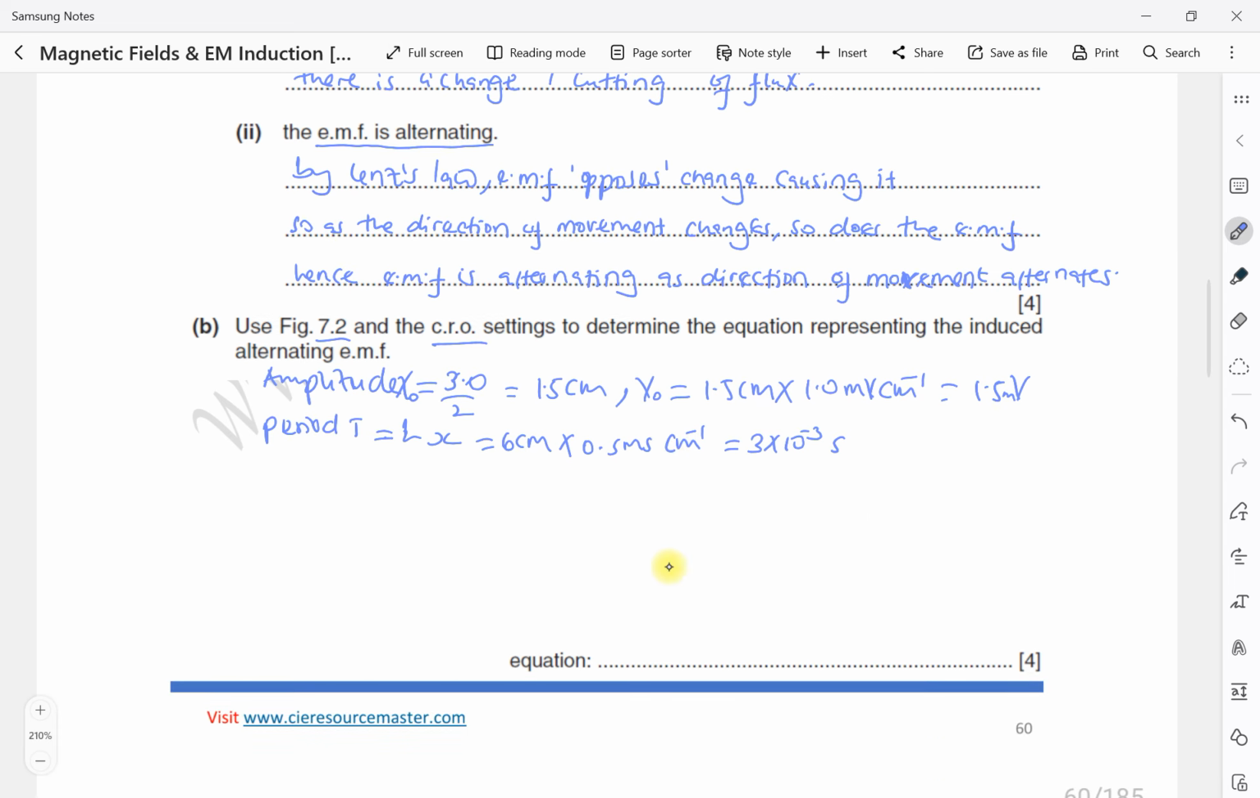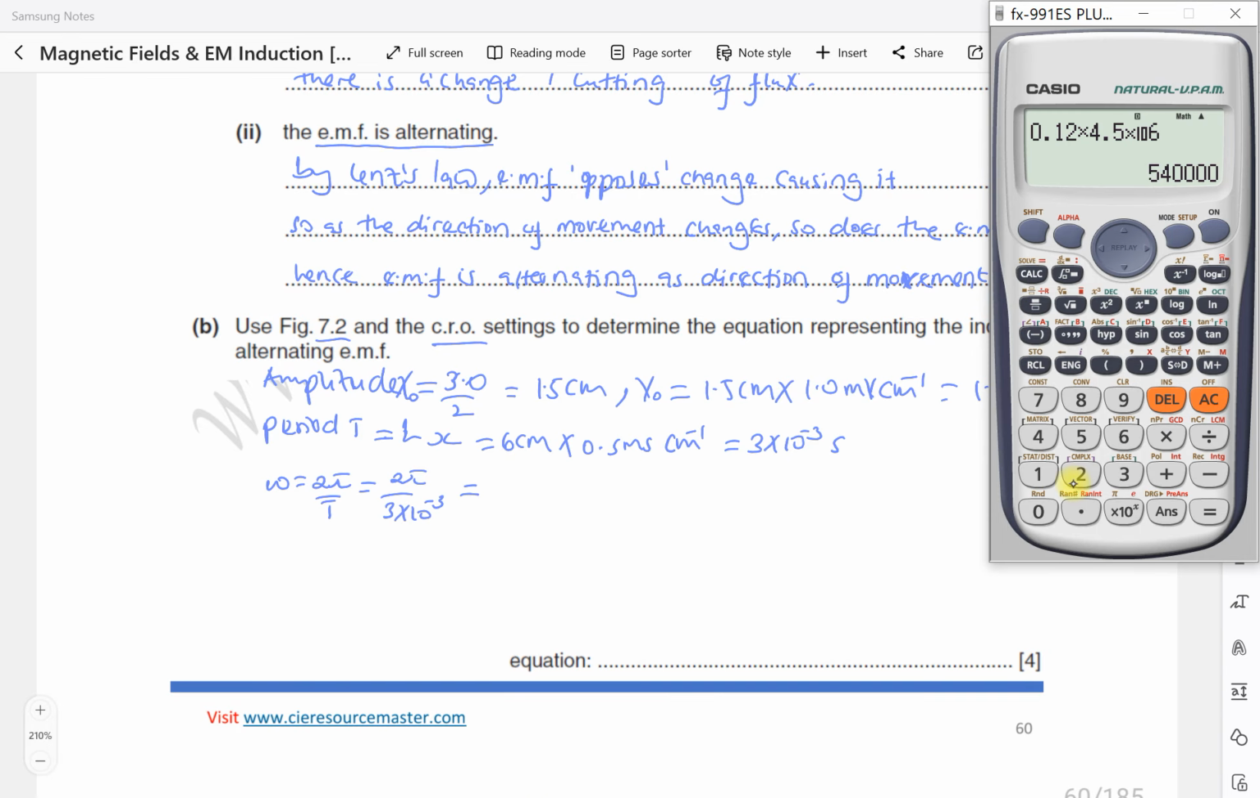We know that omega equals 2 pi over period. So omega is going to be equal to 2 pi divided by 3 times 10 to the power of minus 3.